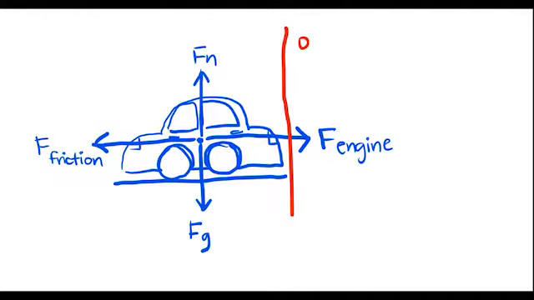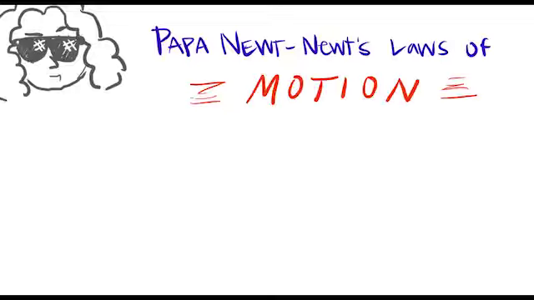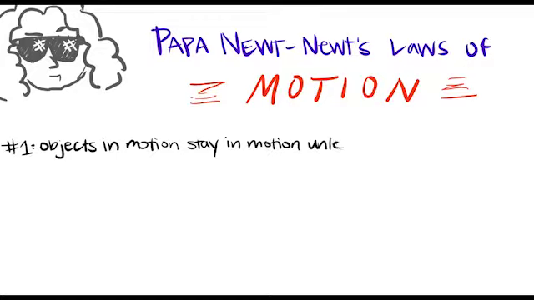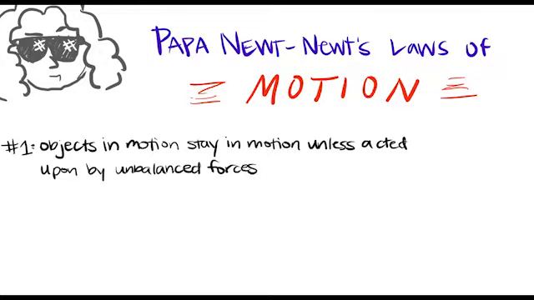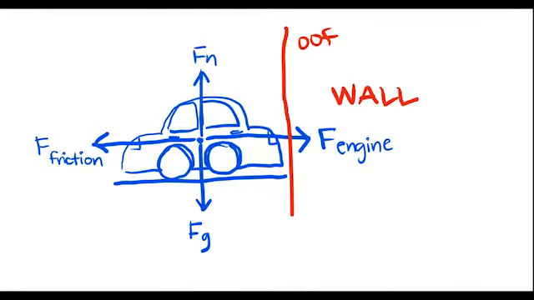Now, imagine the car hits a wall. What happens? The car stops. Why? Because of Newton's first law. It states, an object at rest stays at rest, and an object in motion stays in motion with the same speed and in the same direction unless acted upon by an unbalanced force. So, if the object in motion, the car, stops, then what is the unbalanced force? Well, when the car hits the wall, the wall exerts a force on the car and causes it to stop.